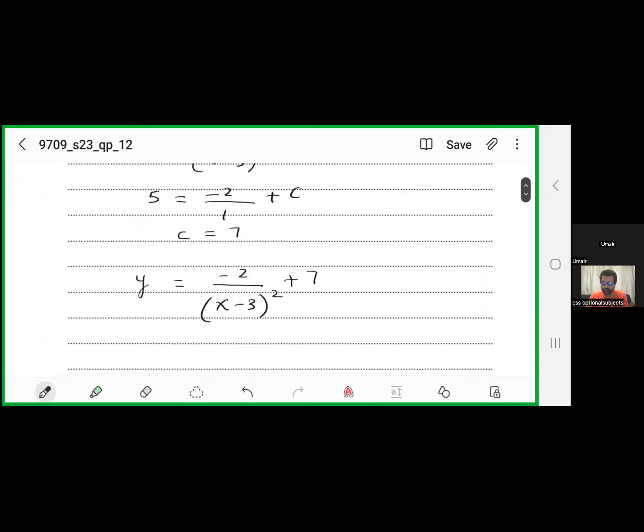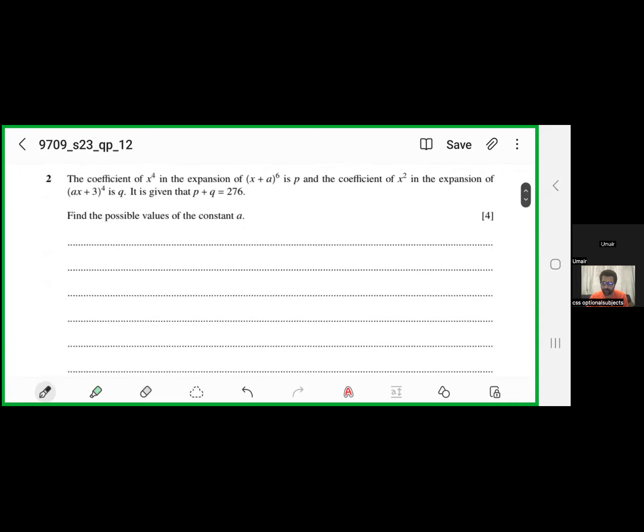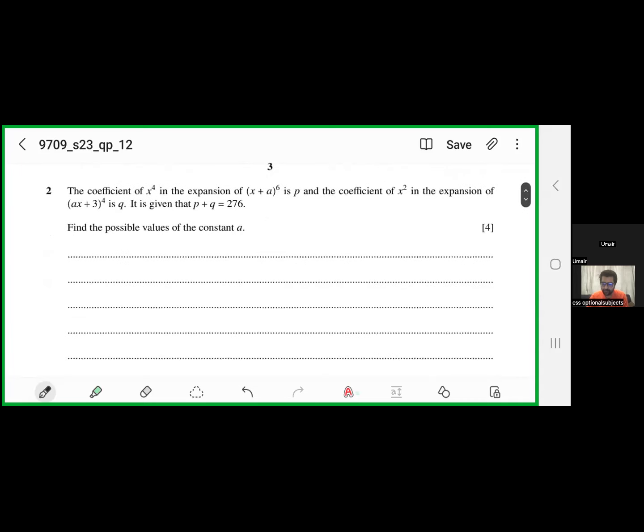Question number 2. The coefficient of x4 in the expansion of (x plus a) power 6 is p, and the coefficient of x square in the expansion of (ax plus 3) whole power 4 is q. It is given that p plus q is 276. Find the possible values of the constant a.